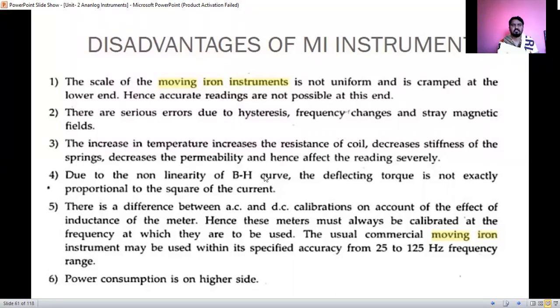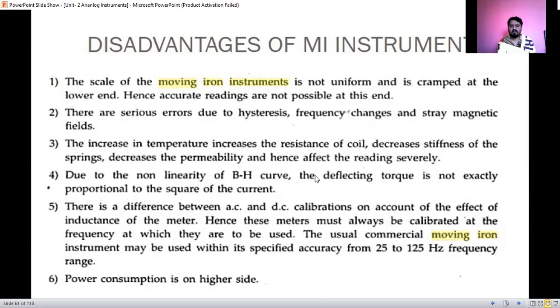So theta is not exactly proportional to the square of the current also, we are going to call that one. I told that this instrument is used for both AC and DC, but the calibration is different for AC and DC. If we use the same instrument for AC applications and DC applications separately, we have to do the calibration separately.